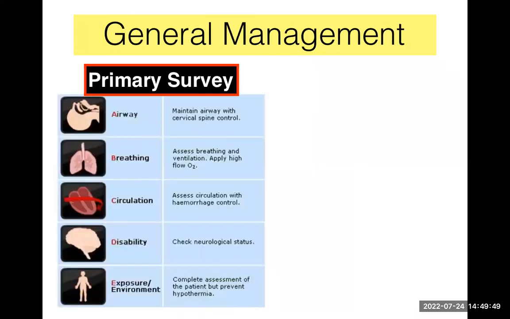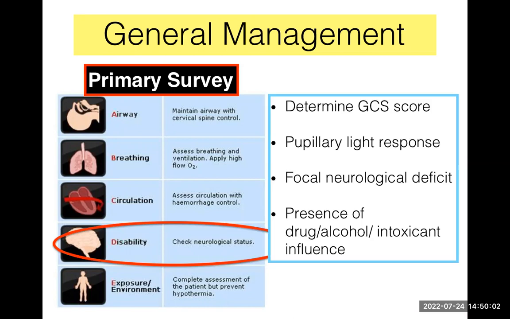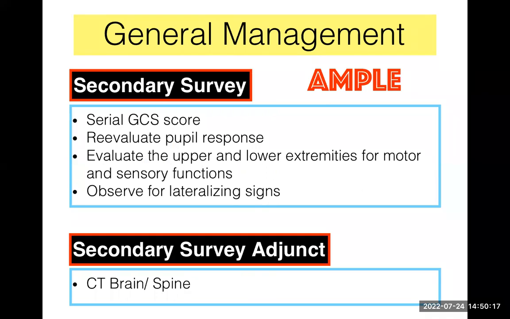Okay, for the general management of head trauma, in primary survey, all of these are actually of paramount importance, but in head trauma, we are assessing the D particularly. We must determine the GCS scoring, pupillary light response, focal neurological deficits, and whether there's any presence of drug, alcohol, and intoxicant influence. In secondary survey, AMPLE is very important, okay?